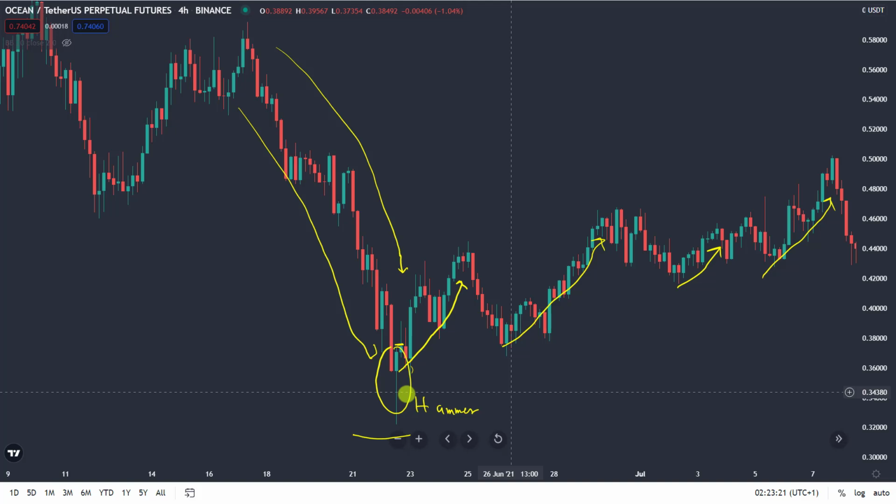So let's move to the next candle we want to talk about today, which is the shooting star. The shooting star is the exact opposite of the hammer candle. We can see here that this is having an upper shadow and also a relatively small body.